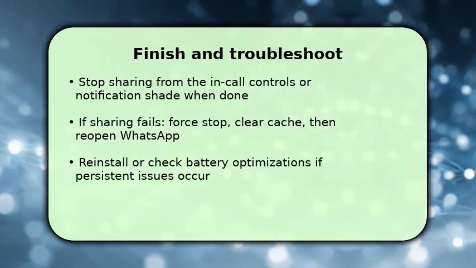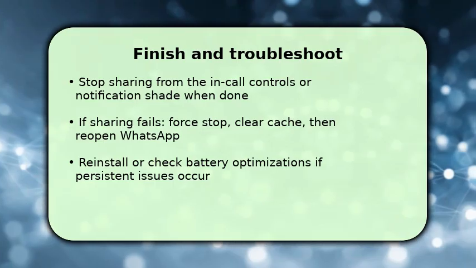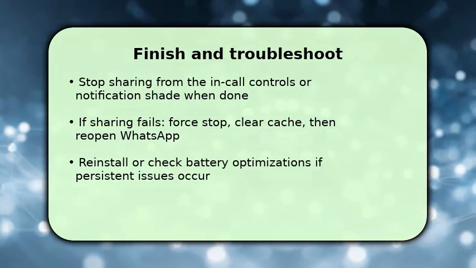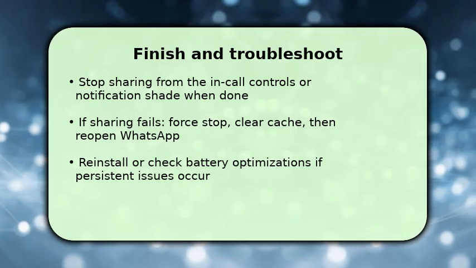If problems persist, reinstall WhatsApp. Doing so preserves account data when you back up first. That one troubleshooting tip usually fixes stubborn permission or overlay conflicts.